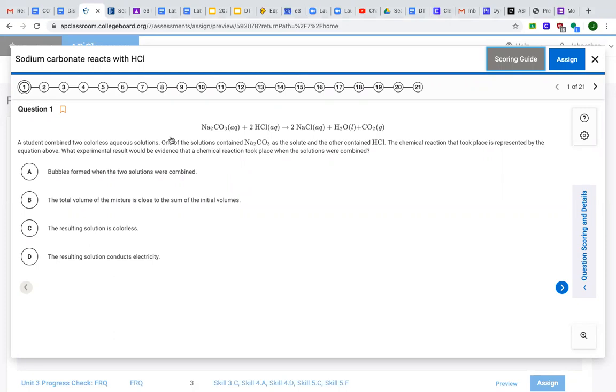All right, so a student combined two colorless aqueous solutions. One of the solutions contained sodium carbonate as a solute, and the other one contained hydrochloric acid. The chemical reaction that took place is represented by the equation above. What experimental result would be evidence that a chemical reaction took place when the solutions were combined? Okay, so this is the definition of a chemical reaction, all right? So go ahead and take like 30 seconds to go through this.